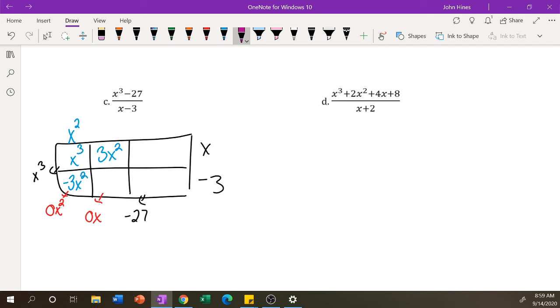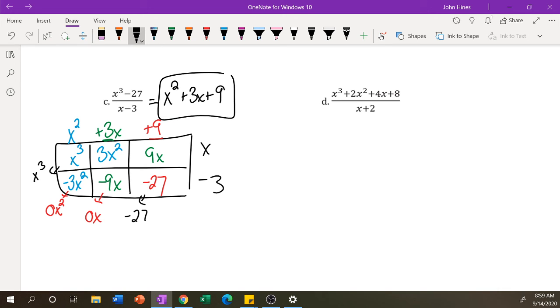We ask ourselves, what times x gives me 3x squared? Well, 3x goes there. 3x times negative 3 is negative 9x. But I need 0 of them. I have negative 9. I have to go up 9 floors to get back to 0. And then one last time, what times x is 9x? Plus 9, it checks out, we get a remainder of 0. So this quotient actually comes out to be x squared plus 3x plus 9.